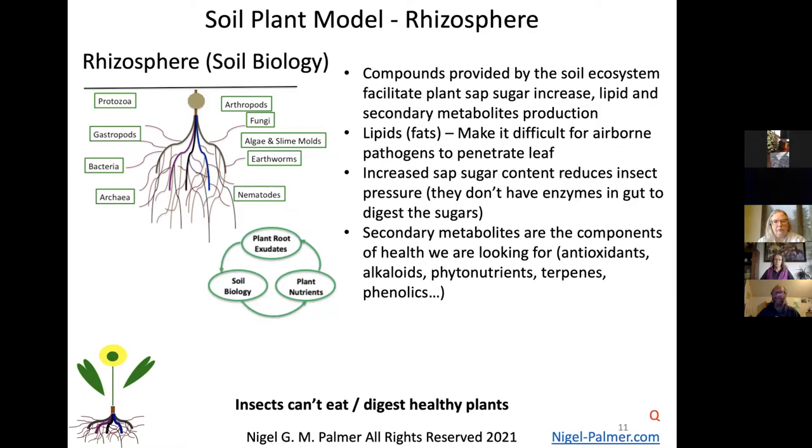And then here we go. Here's the top level. Now we're talking about the secondary metabolites of plants. And secondary metabolites are the metabolites, the compounds that plants don't need for survival, but the plants make when they're really, really healthy. These are the antioxidants, phytonutrients, and phenolics, and things like that, that plants are able to create and that we want to eat.